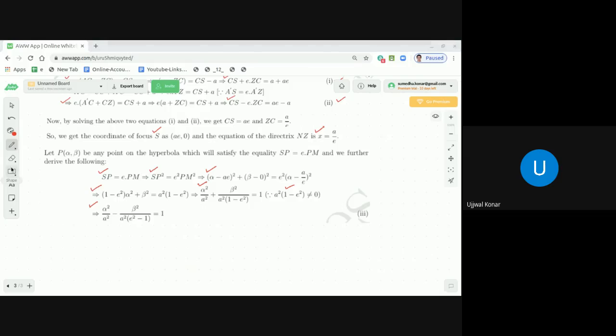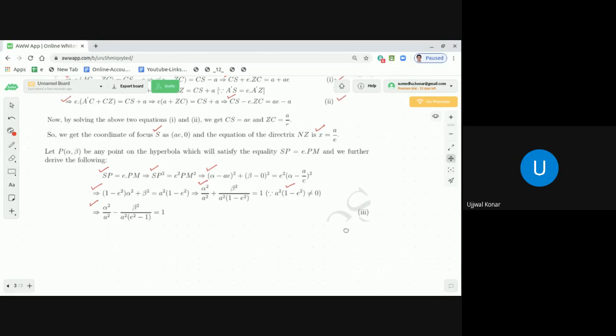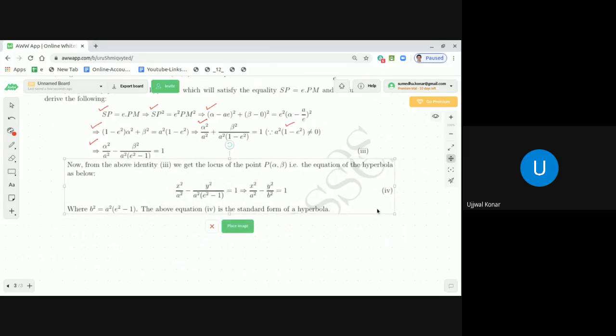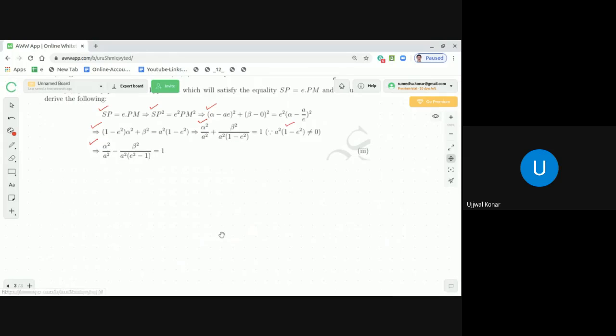Now, dear students, how to find the locus of the point alpha comma beta? As simple as that. We need to replace alpha by x and beta by y, and we will get the required equation of the hyperbola as I'm going to show you here now. Dear students, let me first show you, then you'll understand. This is the equation of the hyperbola we have derived.